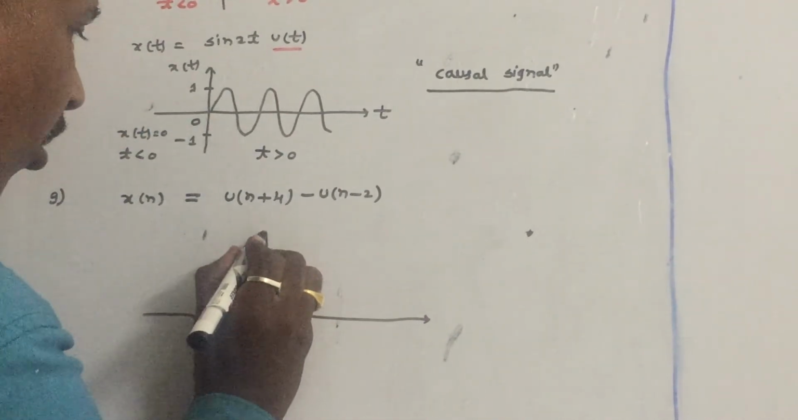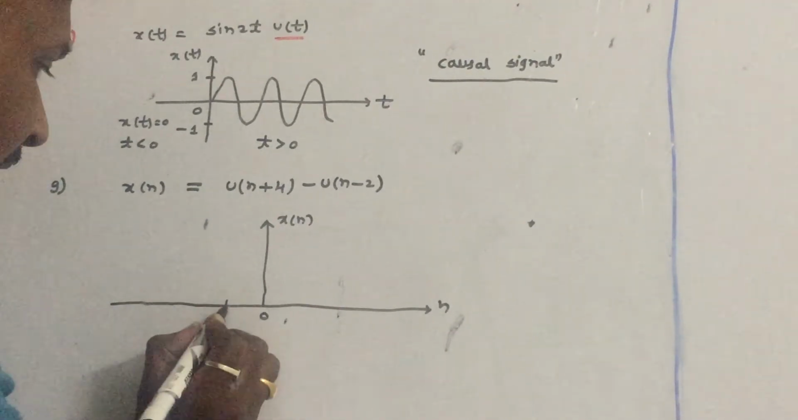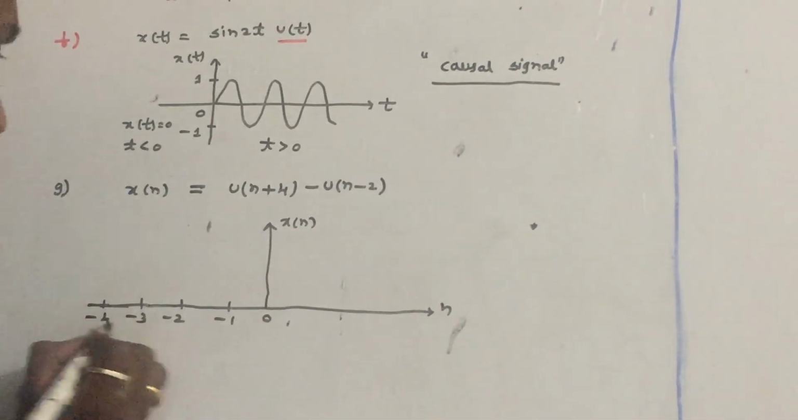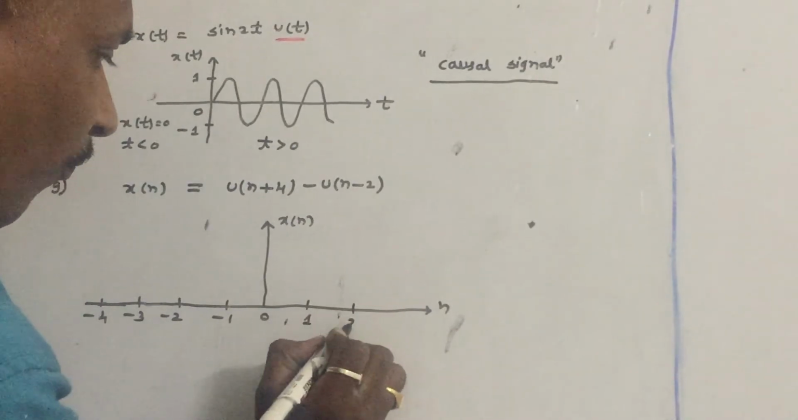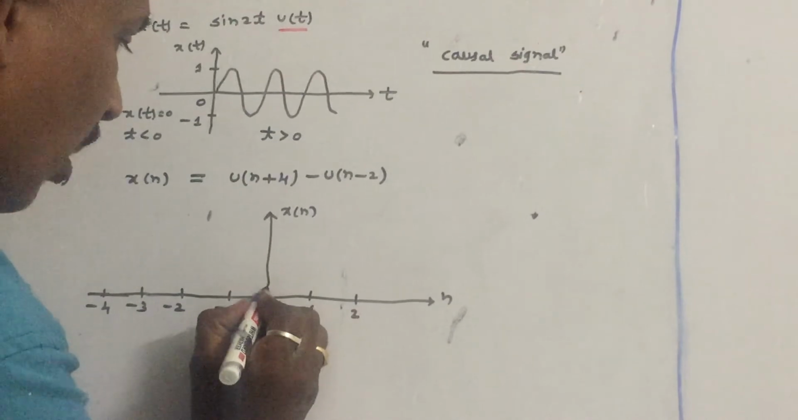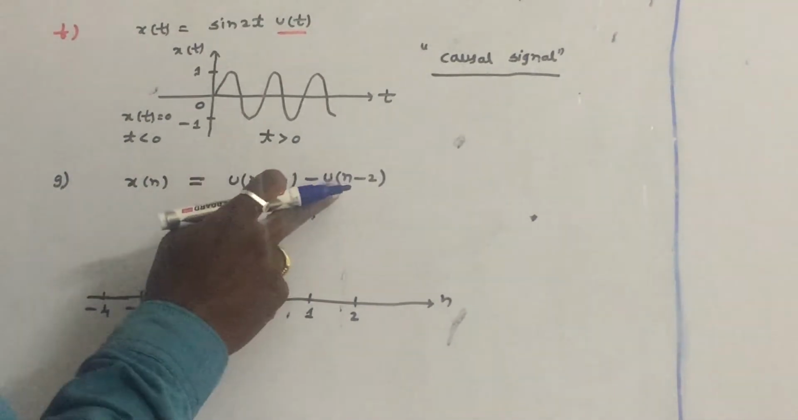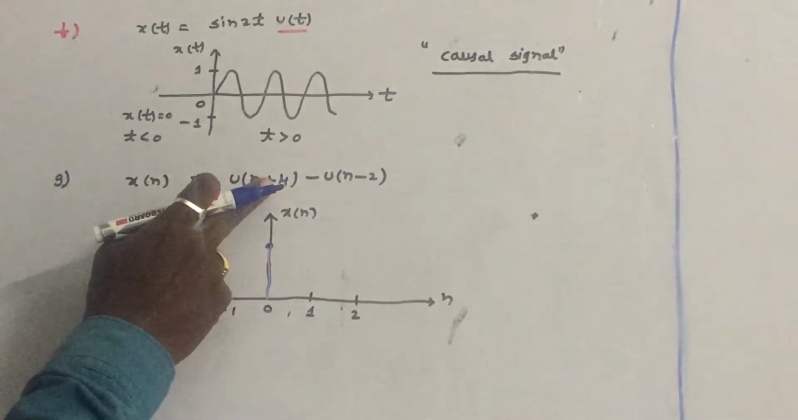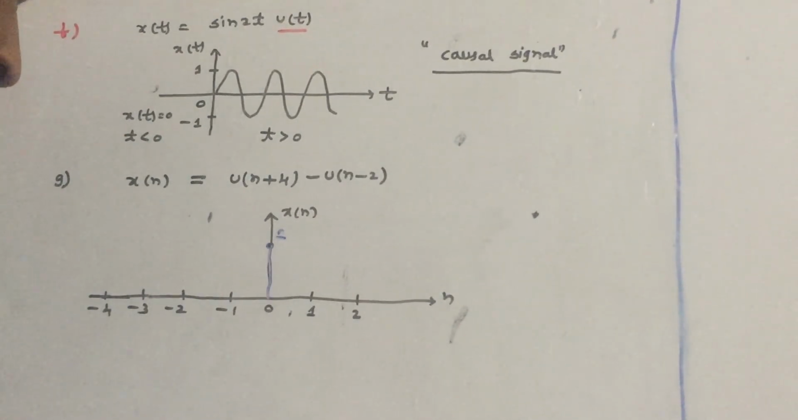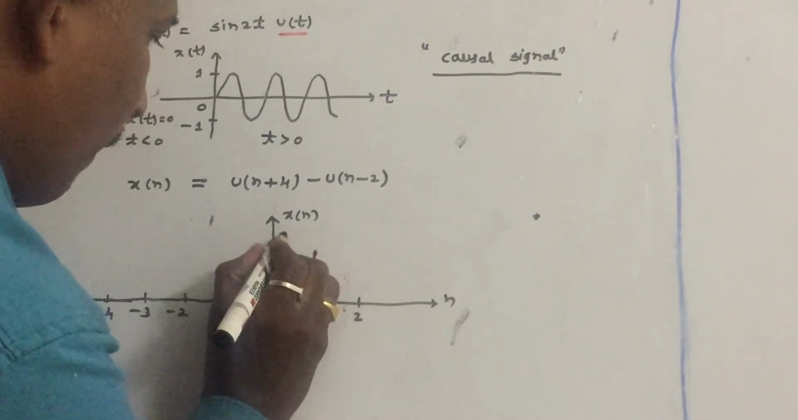You can see that if you draw the graph, I am directly drawing x of n versus n graph. So 0, minus 1, minus 2, minus 3, minus 4, and 1, 2. You can see that all the sample values are 1. If you subtract u of n plus 4 with u of n minus 2, the samples exist from minus 4 to plus 2. So all the sample amplitudes are 1.